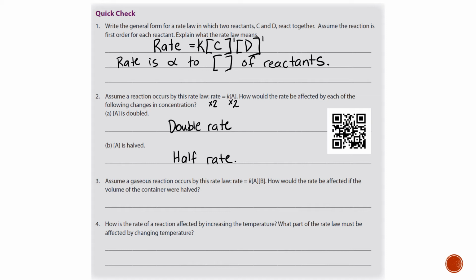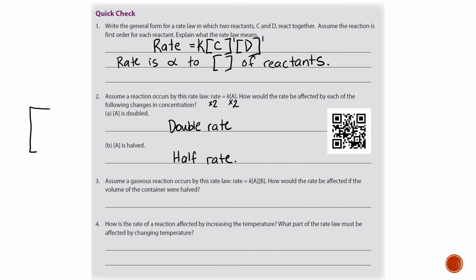Okay, with question number 3, we have a little bit of a tricky situation here. It says, assume a gaseous reaction occurs by this rate law. We've got rate equal to K times the concentration of A times the concentration of B. How would the rate be affected if the volume of this container were halved? For this question, we have to do a little bit of thinking. What happens to the particles when we take that container and we halve the volume?